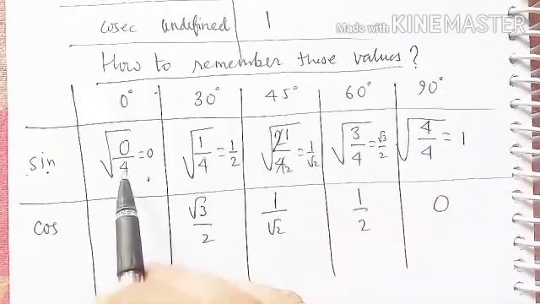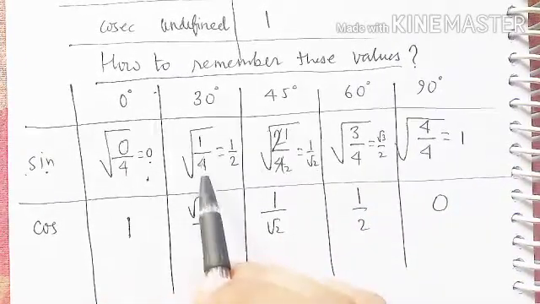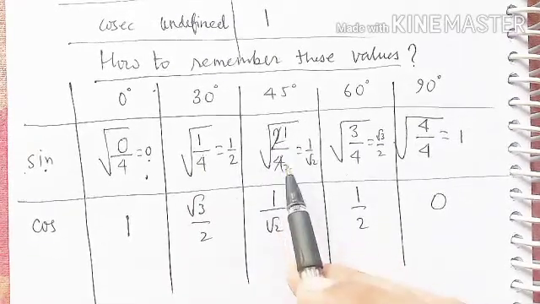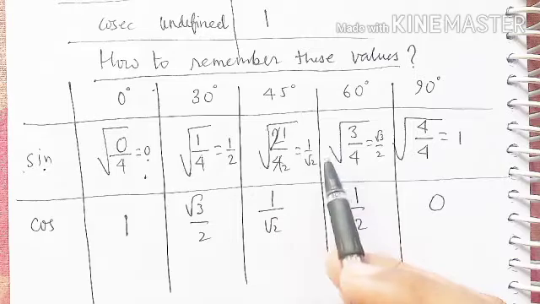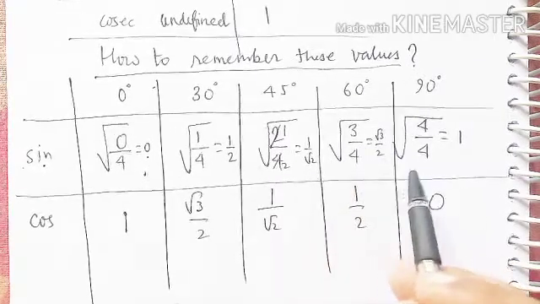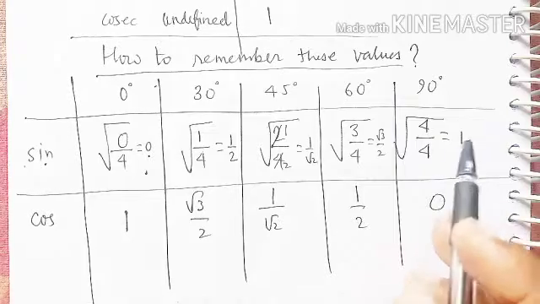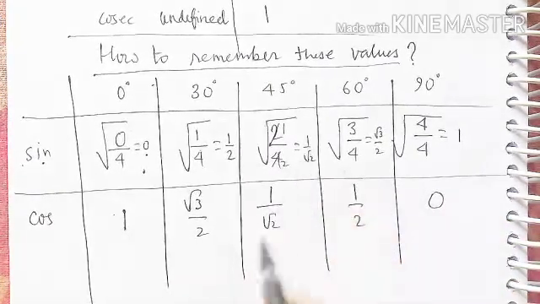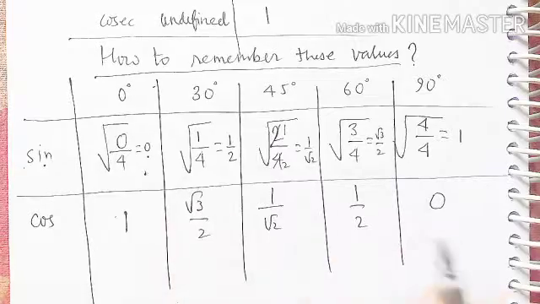Now 0 by 4 is 0, whose square root is 0. 1 by 4, whose square root is 1 by 2. Here 2 by 4, here we have 1 by root 2. The square root of 1 by 2 is 1 by root 2. The square root of 3 by 4 is root 3 by 2. The square root of 4 by 4 is 1. Now see, cos 0 degree is sin 90 degree. We start from here: we write 1 here, root 3 by 2 here, 1 by root 2 here, 1 by 2 here, 0 here.